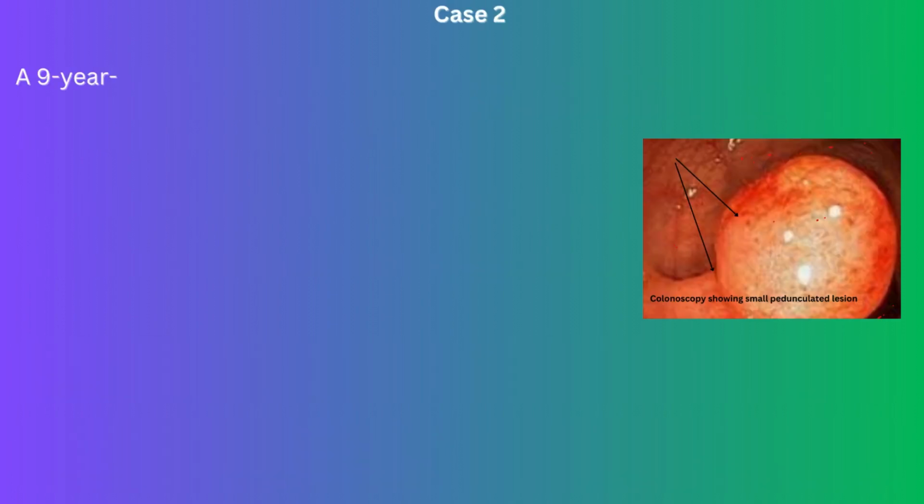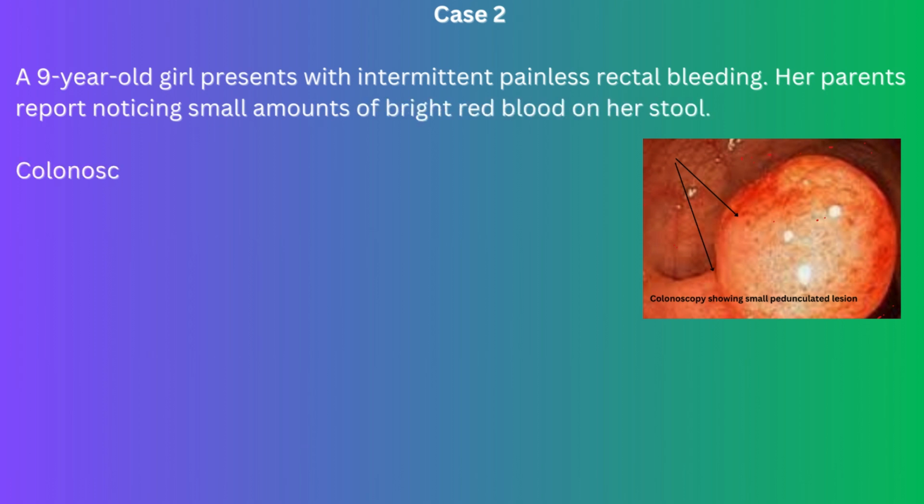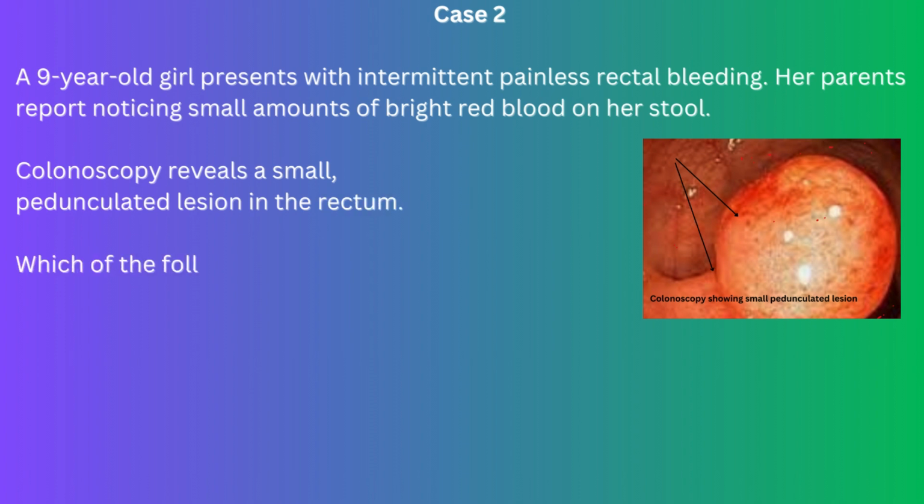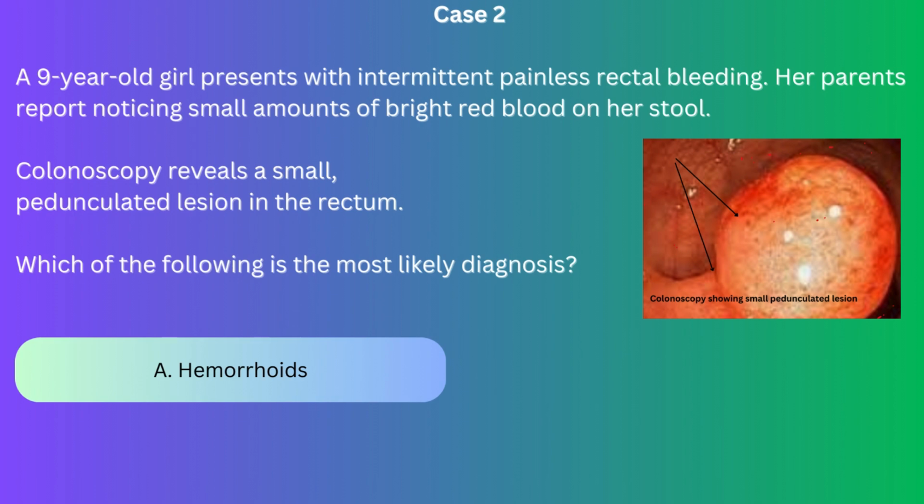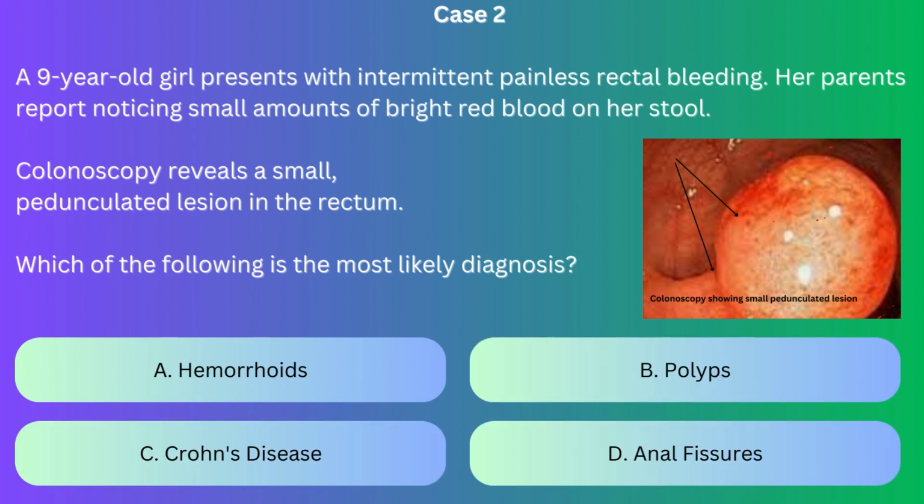Case number 2. A 9-year-old girl presents with intermittent painless rectal bleeding. Her parents report noticing small amounts of bright red blood on her stool. Colonoscopy reveals a small pedunculated lesion in the rectum. Which of the following is the most likely diagnosis? A. Hemorrhoids. B. Polyps. C. Crohn's disease. D. Anal fissure. The correct answer is B.